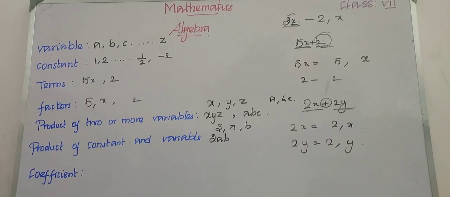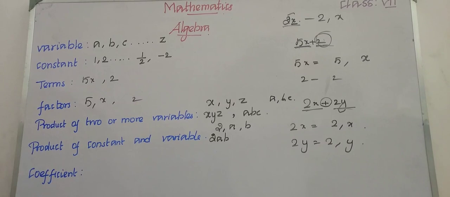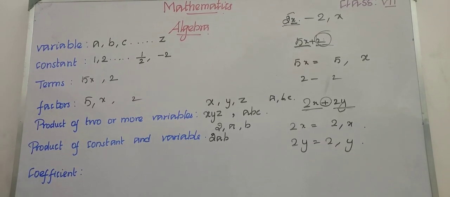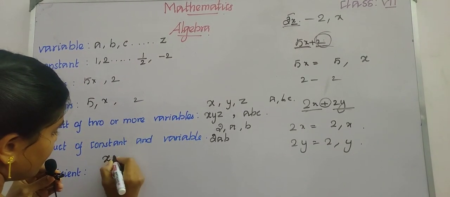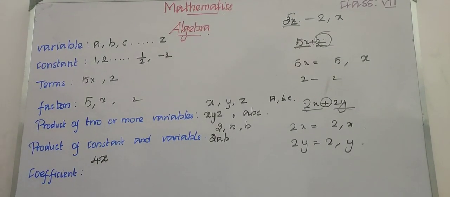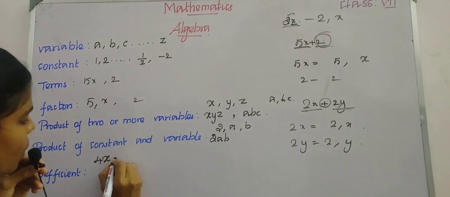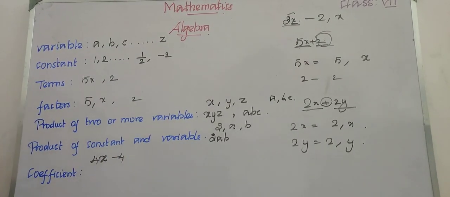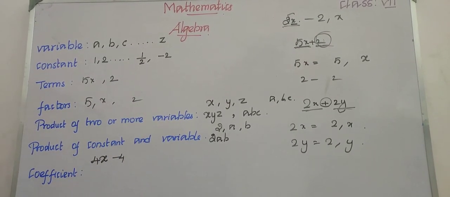The next we are going to learn about this coefficient. See, if you are having 4x, what is the coefficient of this x? 4 is the coefficient of x. Now, what is the coefficient of 4? x is the coefficient of 4.